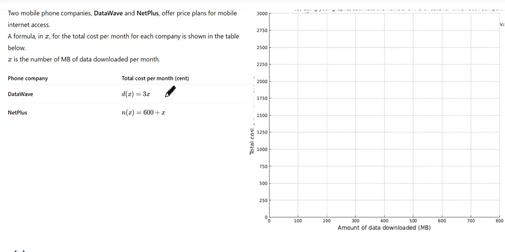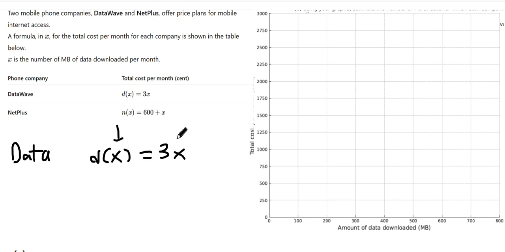The question involves a function and a line. We have the Data Wave network, which has the function d(x) = 3x. X is the input, 3x is the output.